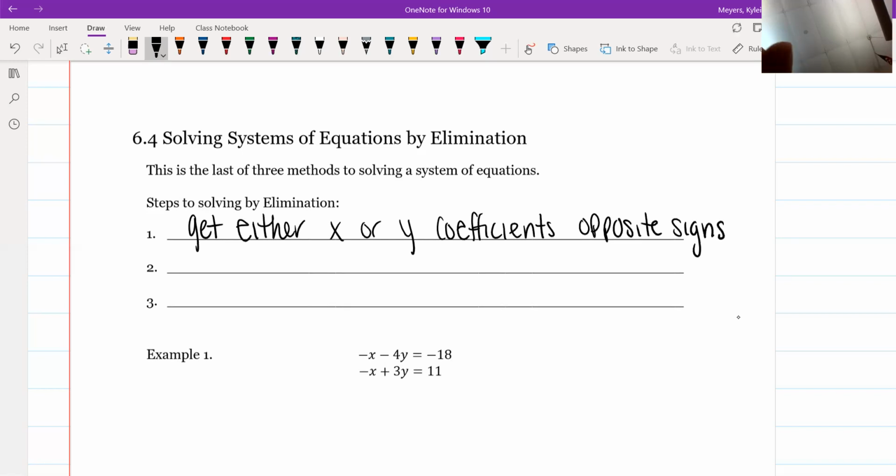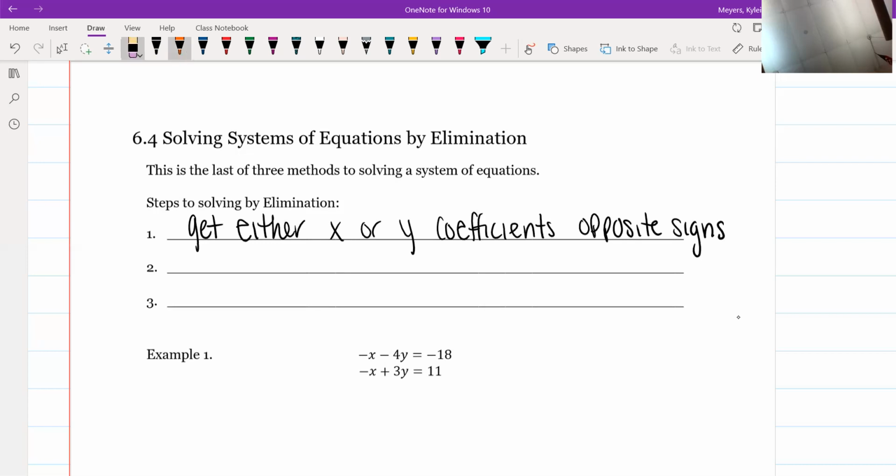What I really mean by that is if we have like 3x plus 7y equals 2, and we have 3x plus 2y equals 7. We want to get these x's to be opposite signs. So we want our coefficients to be the same number and have opposite signs. So since one's positive, we would need to make one negative by changing the sign of everything, okay? So we want them to be the same number and opposite signs. And it doesn't matter if you do your x coefficients or your y coefficients, okay?